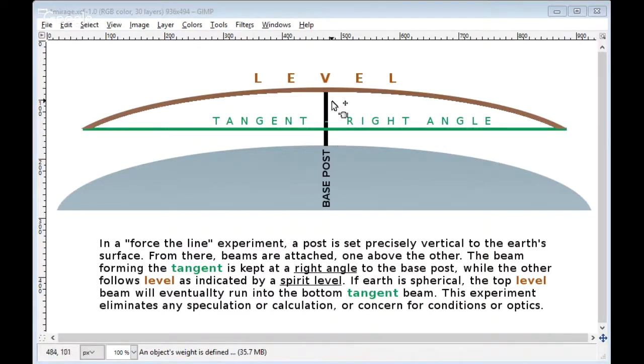So as long as you have this base post absolutely in line with the radius of the circle, okay, at a right angle to the surface, and you build everything out from there, you will have the answer to the question of Earth shape without optics, without any excuses, and with both sides overseeing the construction of this thing, so nobody says anybody cheated. And then you simply measure the distance between these two lines. I don't know of a better way to answer that question.